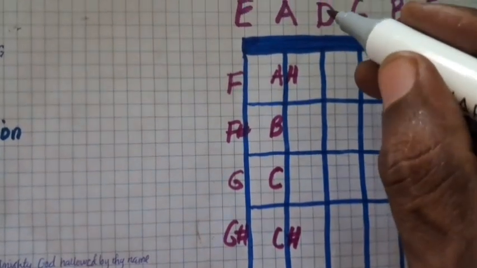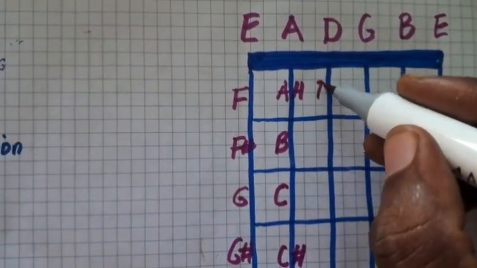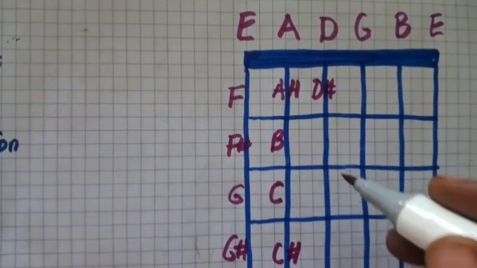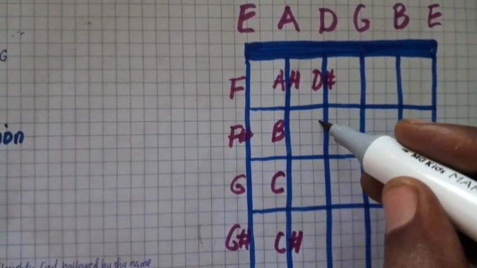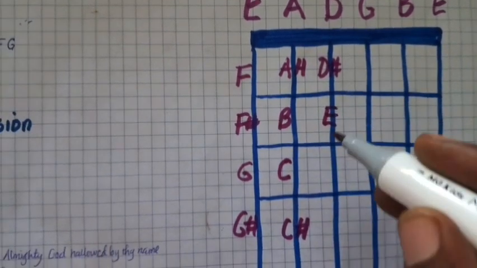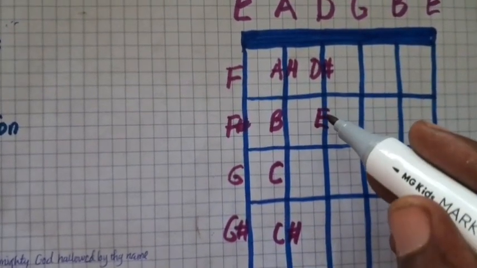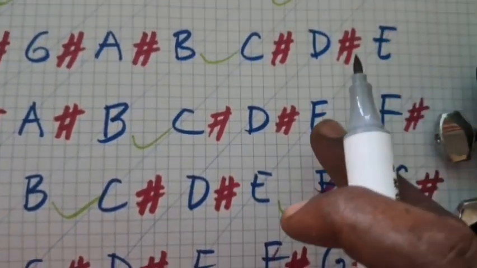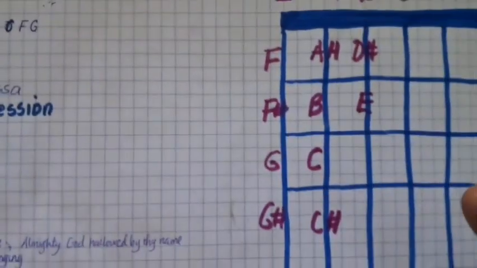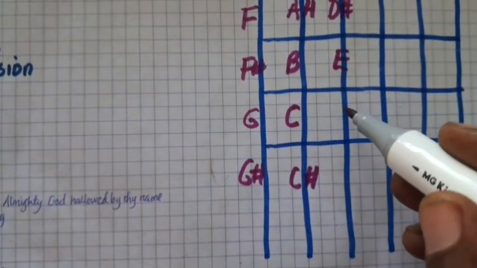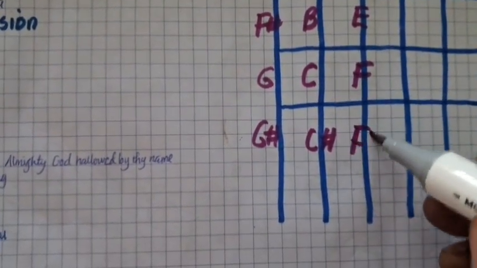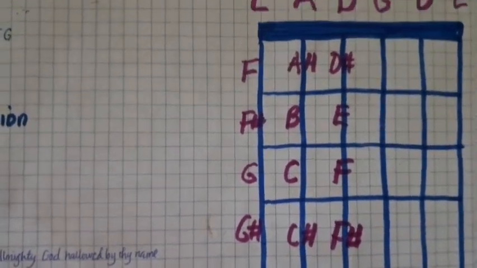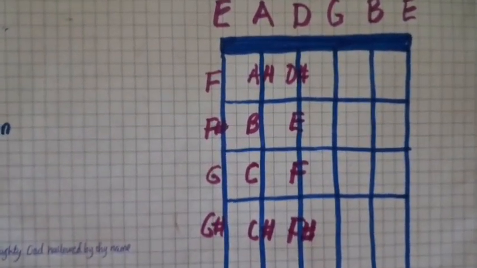Are we together? After D we have what? D sharp. After D sharp we have E, but after E is what? You come back to your chart. After E is F, and after F, F sharp. Are we together? Now try the G.